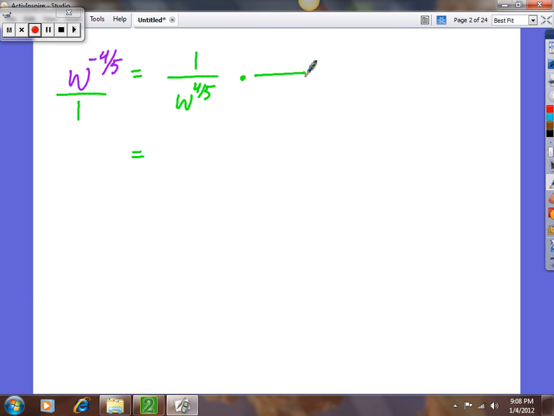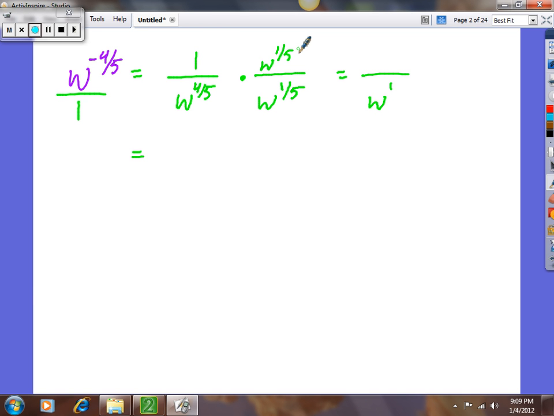So here's what I want. At the end of the day, I want on the bottom w, let's shoot for just w to the power of 1. So when you multiply powers that have the same base, you just add the exponents. So 4/5 add what is going to give you 1? And my answer is 1/5. So I'm going to multiply both the top and the bottom by w to the 1/5.